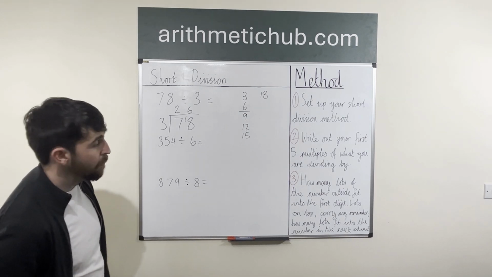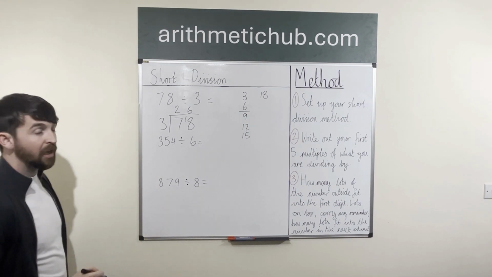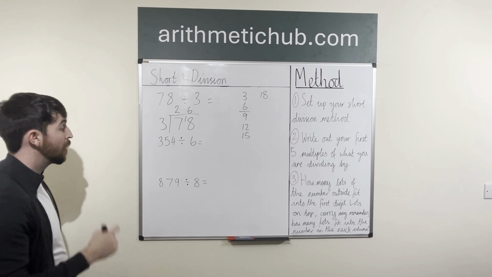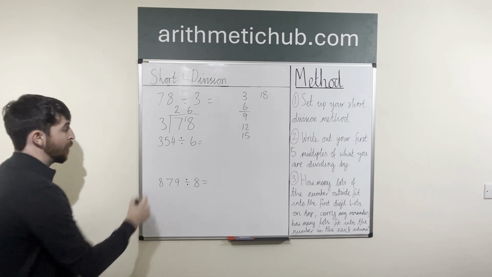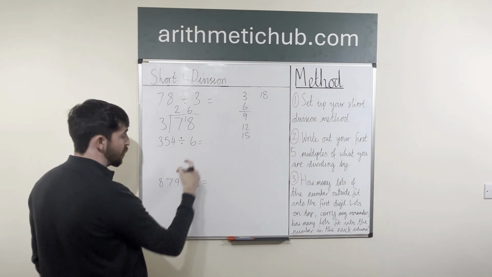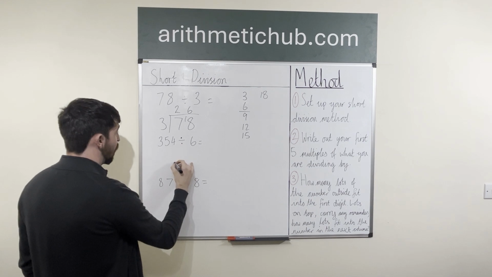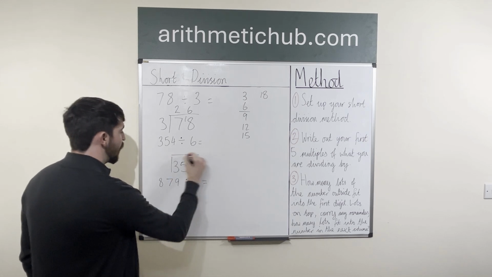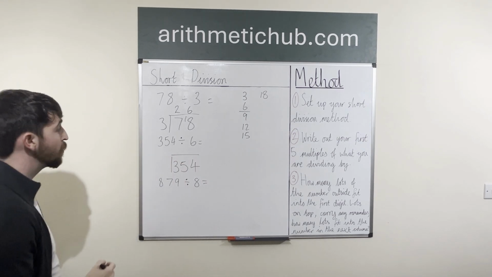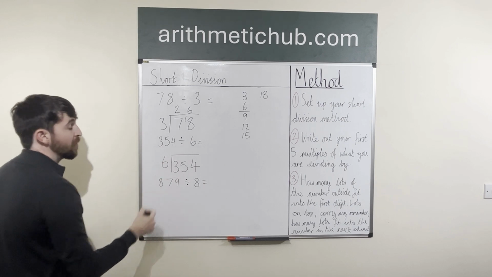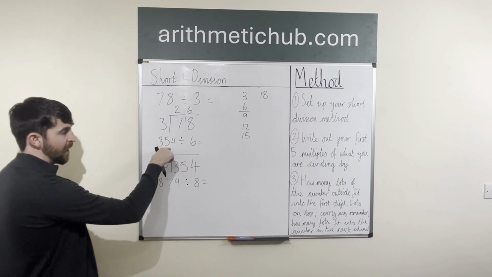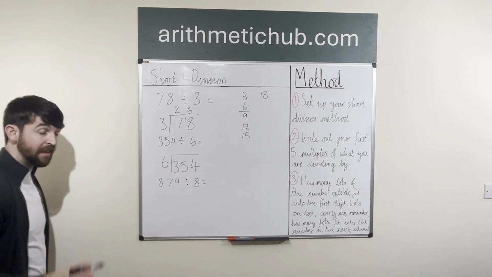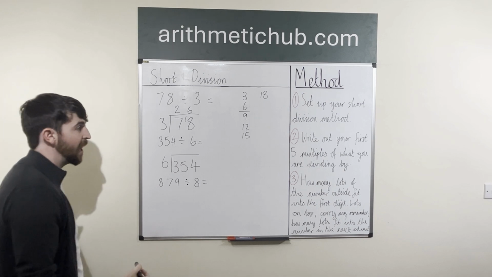Brilliant. Let's have a little move on to this one here then, which is slightly harder. Okay? So, for this one, we're going to set up our short division method again. So we've got 354 in our short division method, and we are dividing by 6. So again, 6 goes on the outside because that's what we are dividing by. 354 goes on the inside because that's the number that's being divided.